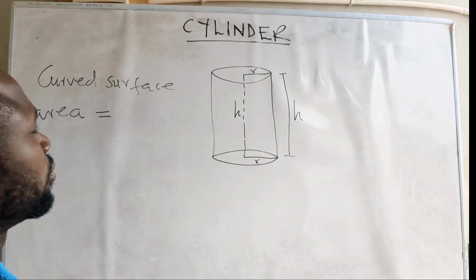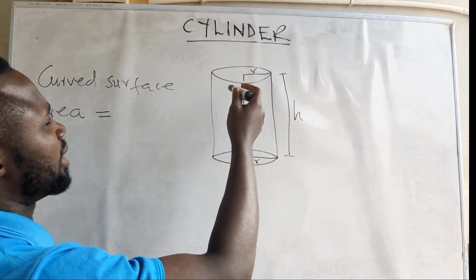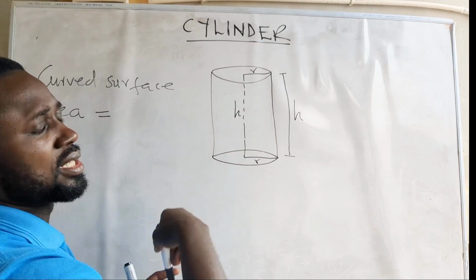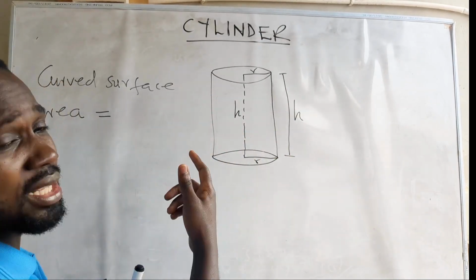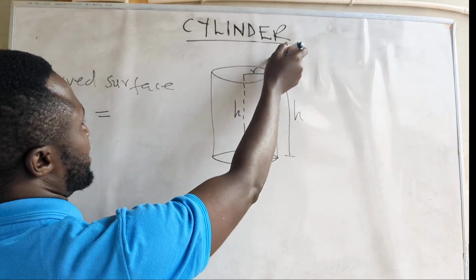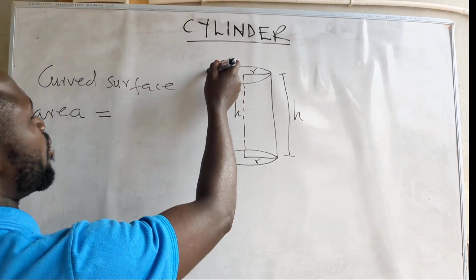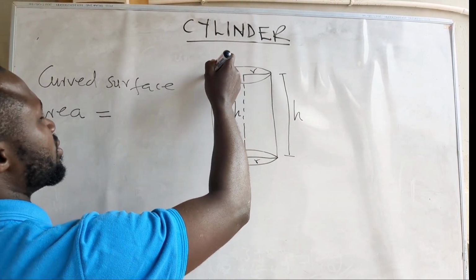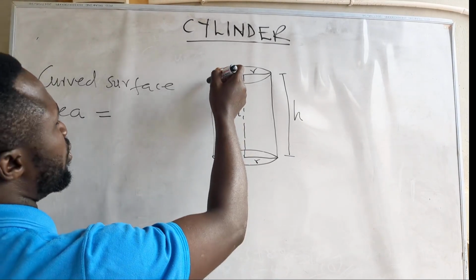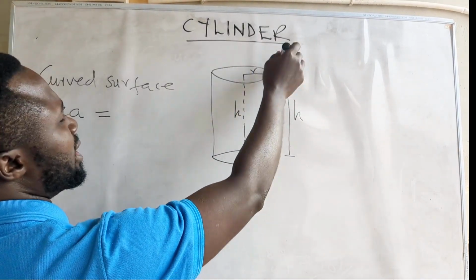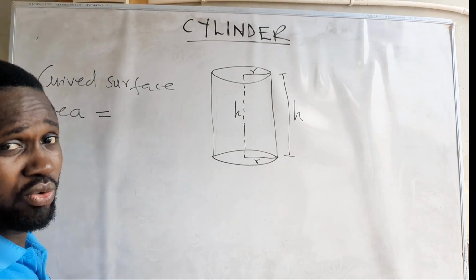When you look at the curved surface area of the cylinder, the curved surface has a circular shape, so it is like this. Since it has a circular shape, when you go around a circle like this, it is the circumference of the circle. If you go around the cylinder, it means you have gone round a full circle, which is the circumference.